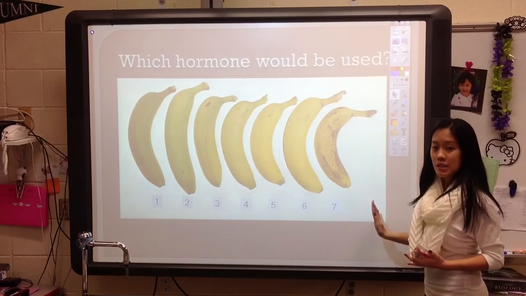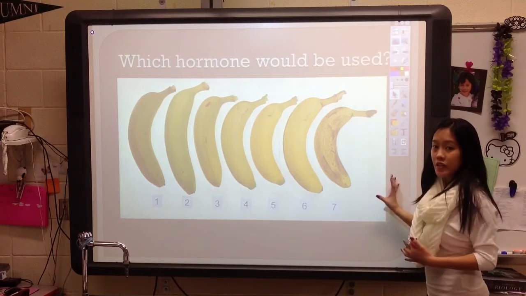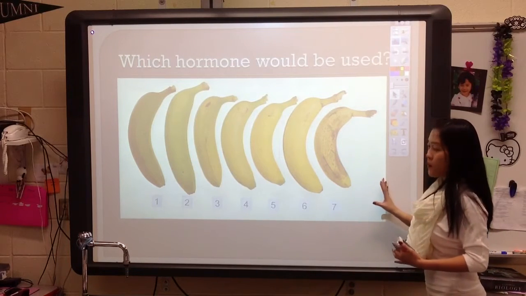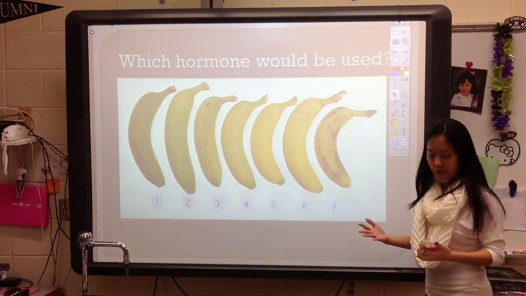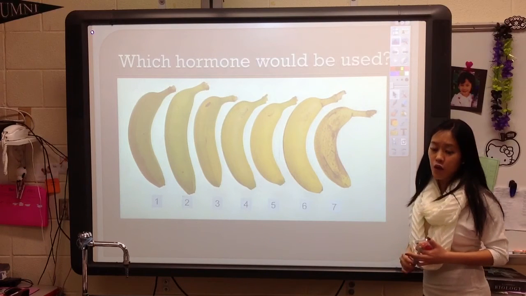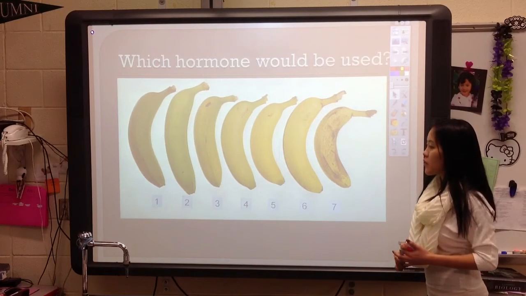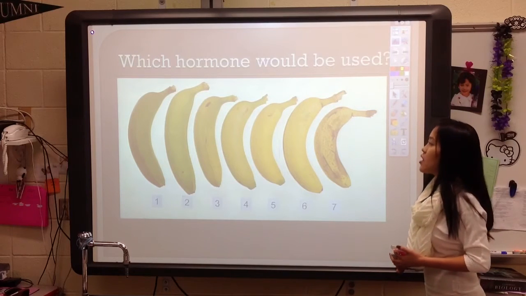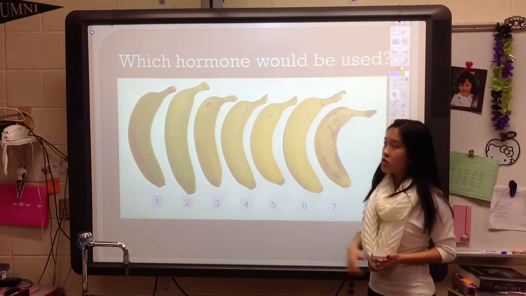What hormone is here? This is actually going to be ethylene. Ethylene is allowing it to ripen. Interesting fact about ethylene is that a lot of commercial food producers or food providers are actually using ethylene to ripen fruit.